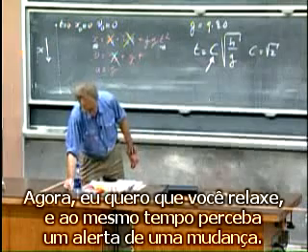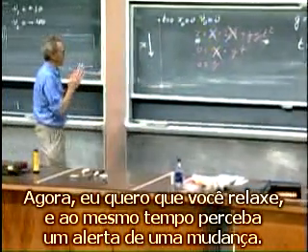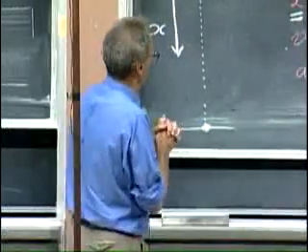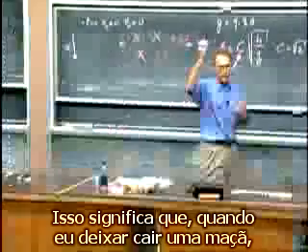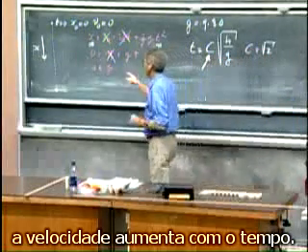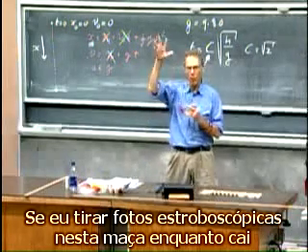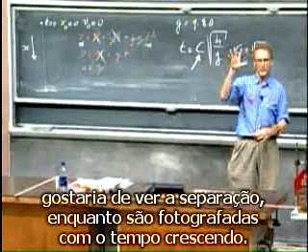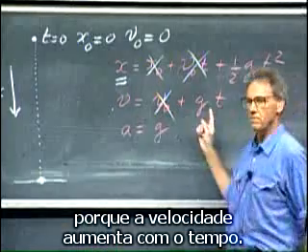Now, I want you to relax and at the same time get a little bit alert for a change. Look at this situation, v equals gt. That means when I drop an apple, and I'm going to drop another one today, that the velocity increases with time. So if I strobe this apple while it was falling, I would see the separation when it strobes increase with time, because the velocity goes up with time.